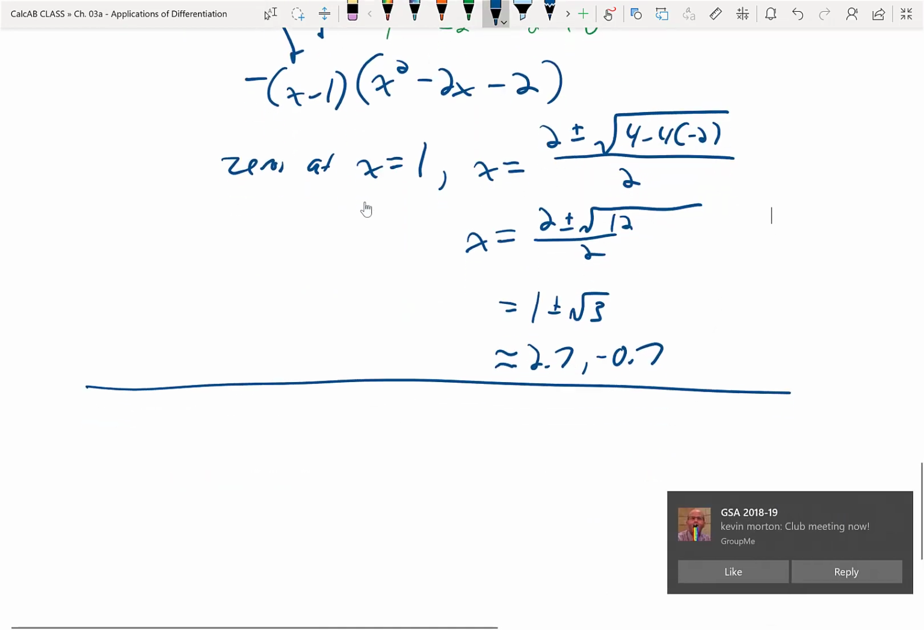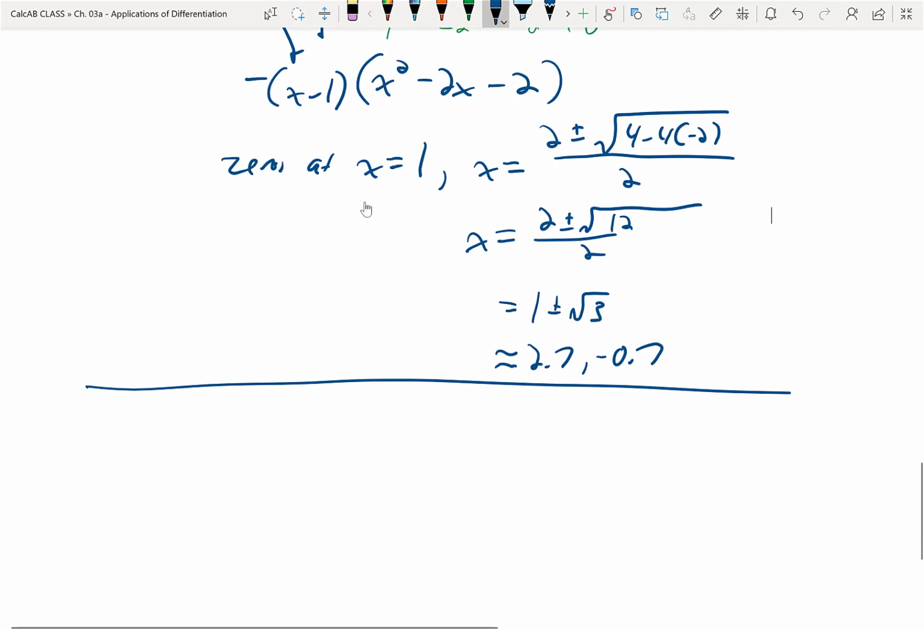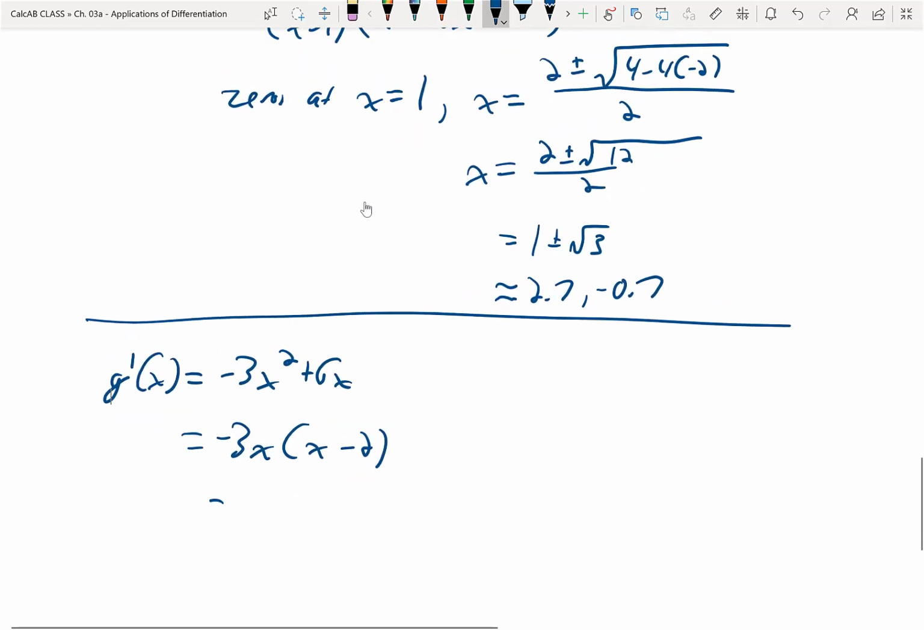So moving on to other things that we need to have. G prime, let's look at G prime of x, is negative x squared plus 6x. And if I pull out a negative 3x, I get x minus 2. This means that my critical values on the first derivative are 0 and 2. So if I do a sign test on the first derivative with critical values of 0 and 2, I'm going to get negative, plus, negative, or minus plus minus.